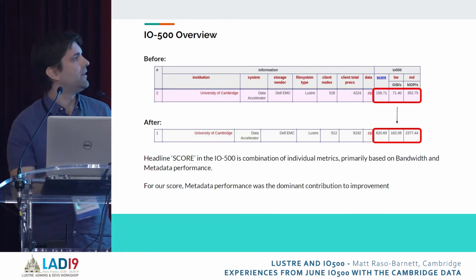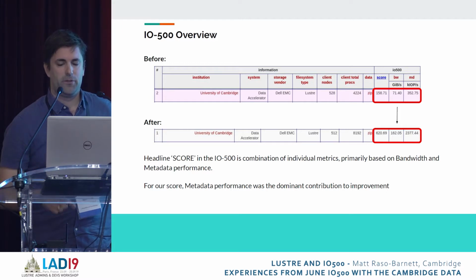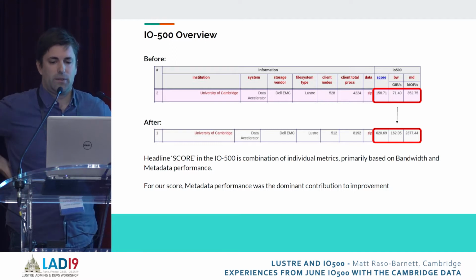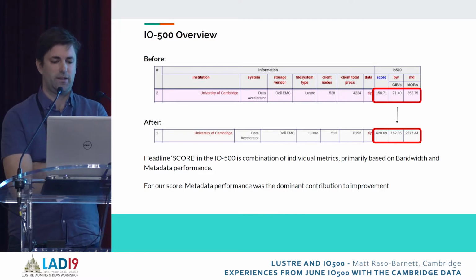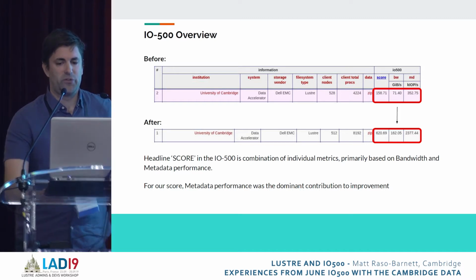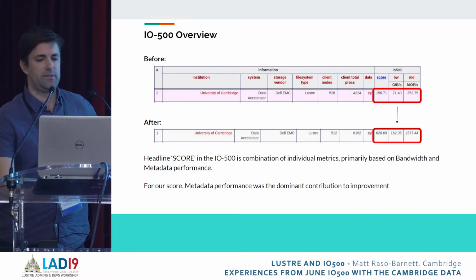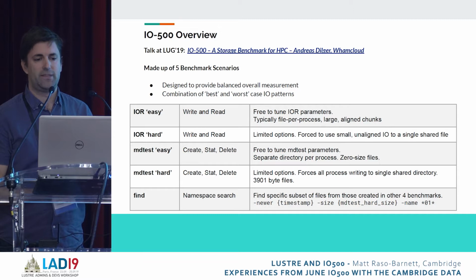You can see in our score we had a fairly good improvement on both aspects. The columns on the far right show the overall score, then the bandwidth and the metadata scores. You can see our bandwidth increased a decent amount, about a 2 times improvement there. But the metadata improvement was, I think, the real major contributor to our improvement. There are some really specific reasons for both of those, which I'll break down and go into in a while. But first of all, just about the IO500 itself a bit more.